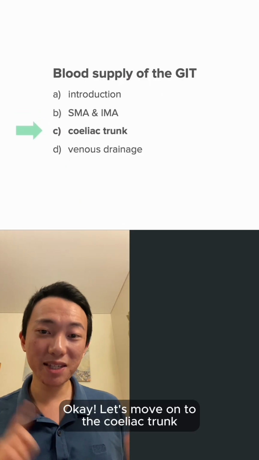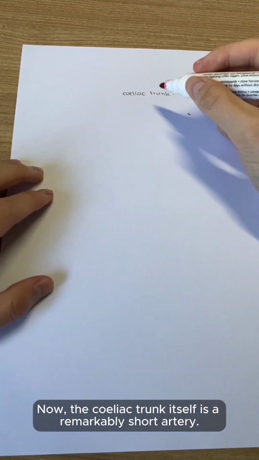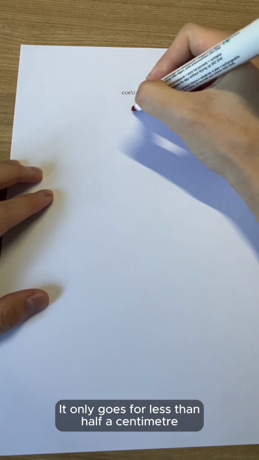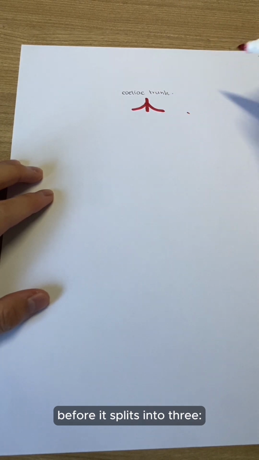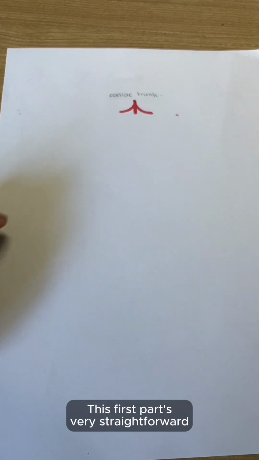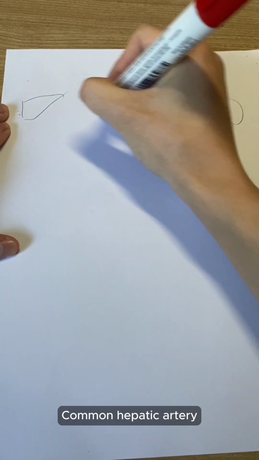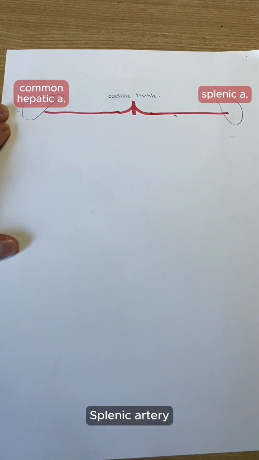Okay, let's move on to the celiac trunk. Now the celiac trunk itself is a remarkably short artery. It often only goes for less than half a centimeter before it splits into three. This first part's very straightforward. Liver's on the right, spleen's on the left. Common hepatic artery, splenic artery.